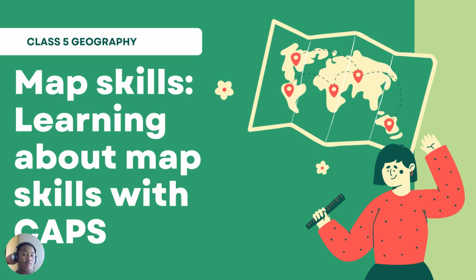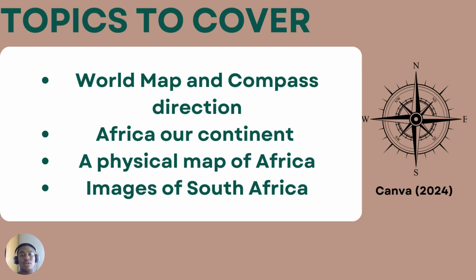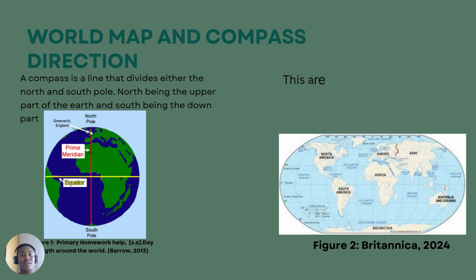Hello, today we're gonna be doing web skills from grade 5 CAPS content under geography. The topics we're going to cover today are the world map and compass direction, Africa as a continent, and the physical map of Africa and the images of Southern Africa. Our first topic is the world map and compass direction.